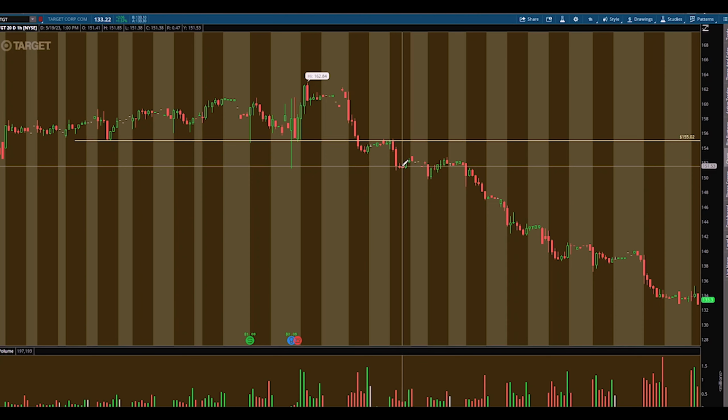Let me give you my thought process. This would be a possible entry, right? We broke structure here, came back up, retested. For me, that wouldn't be it. I just couldn't do it. As far as a longer term trade, I would possibly day trade that, yes.